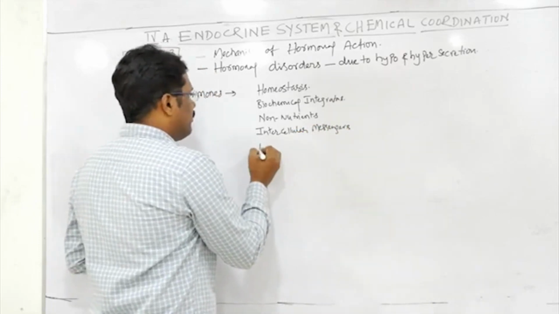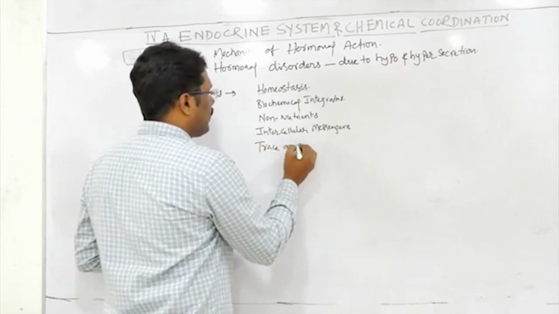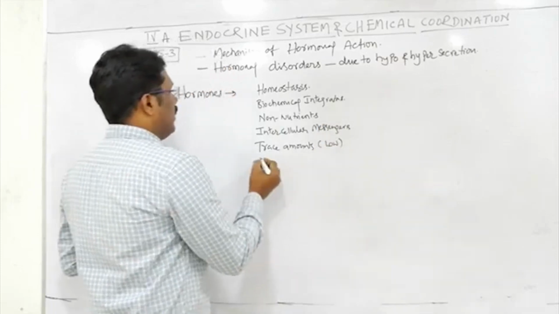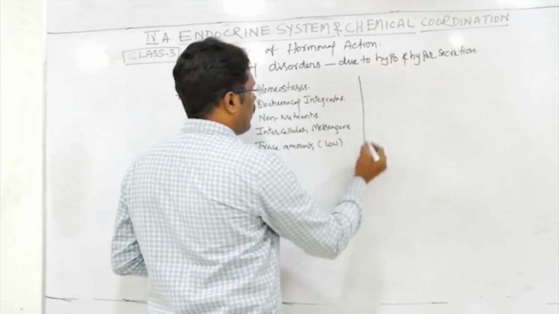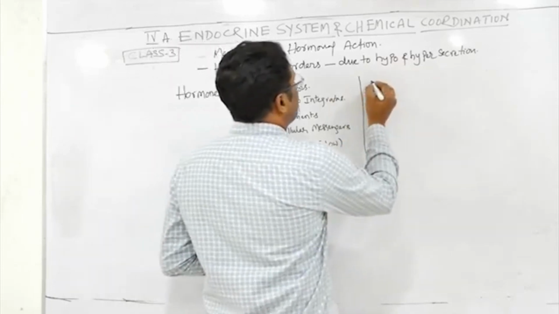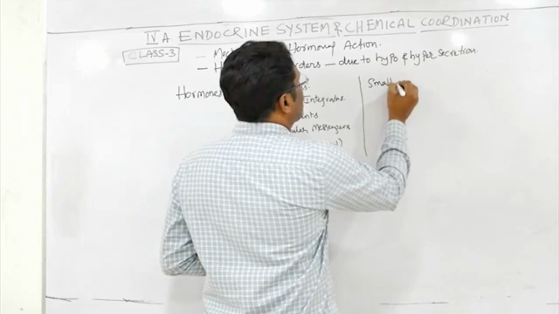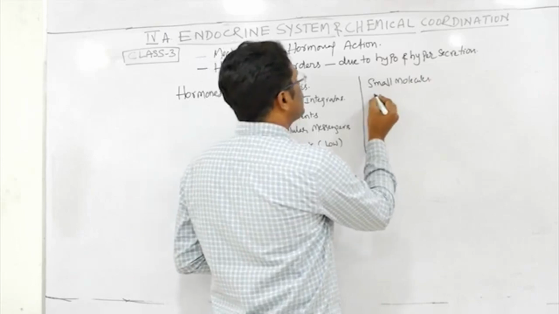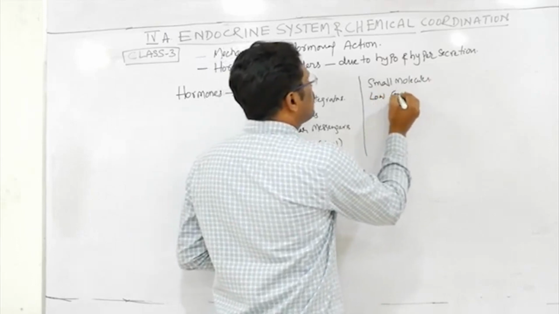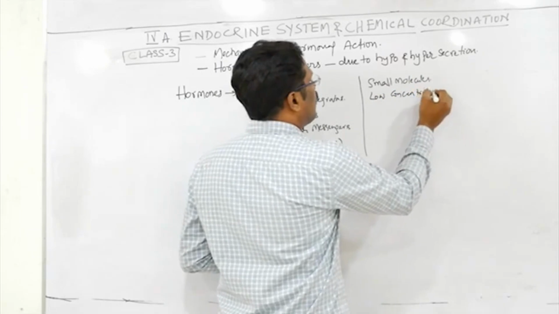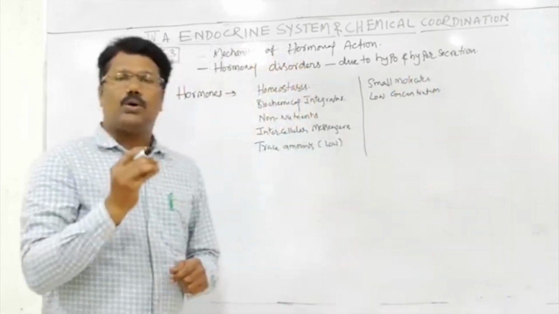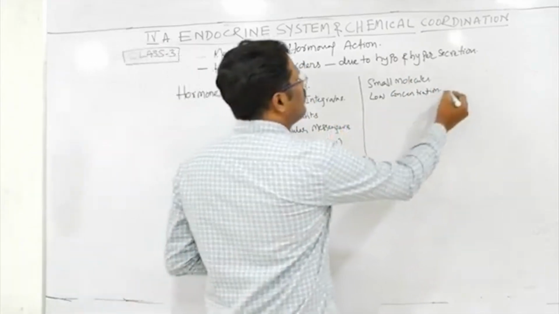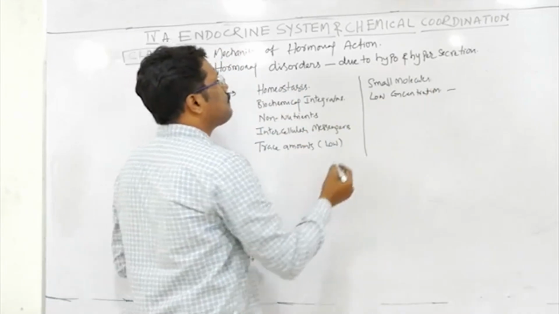and these are produced in very trace amounts. Trace amounts means very low concentration. These are small molecules, very small molecules, and they show their influence even in very low concentrations. They need not be of high concentrations, but even in very low concentrations they can be very effective, or they can show their physiological or biochemical activity.